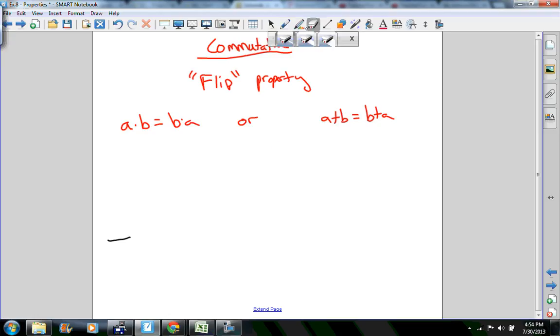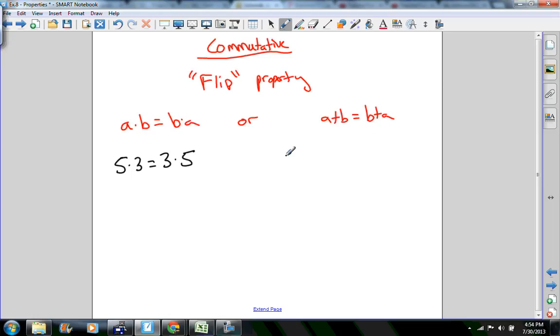So the commutative property, I got marks here for my little mistake, is what I call the flip property. If it shows it normally as A times B equals B times A, well, what that means is 5 times 3 is equal to 3 times 5. It means if you have 2 numbers multiplied together, it doesn't matter which number is written first or which number is written second. The flip property.